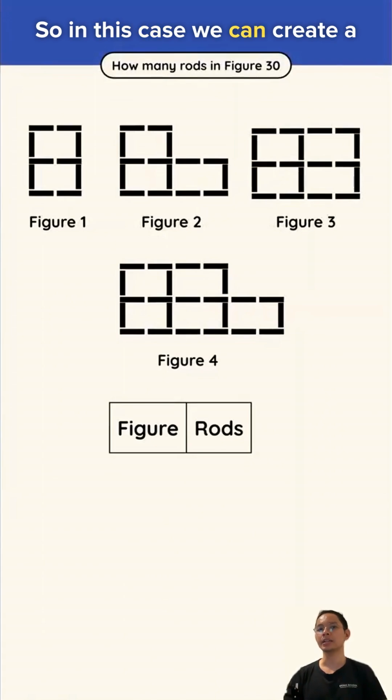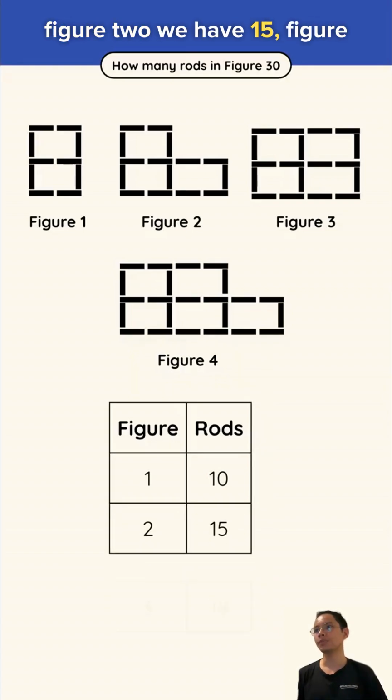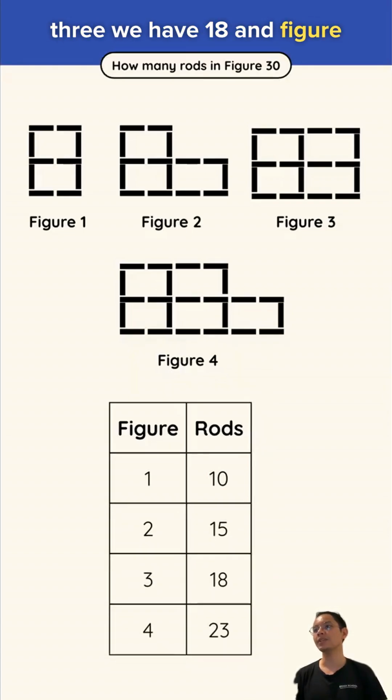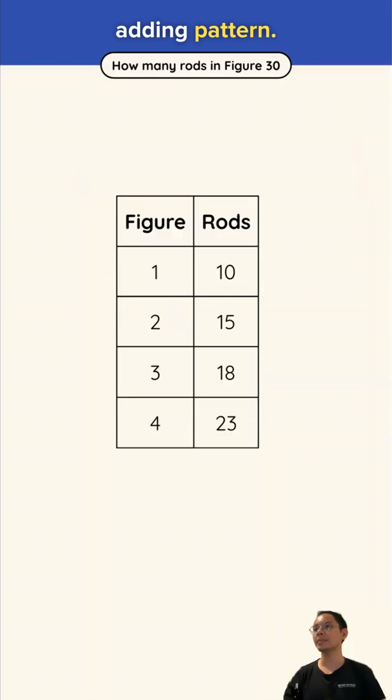So in this case, we can create a table where we have the figure and the number of rods. Figure 1, we have 10. Figure 2, we have 15. Figure 3, we have 18. And figure 4, we have 23. So from here, can you find out, I will call it adding pattern.